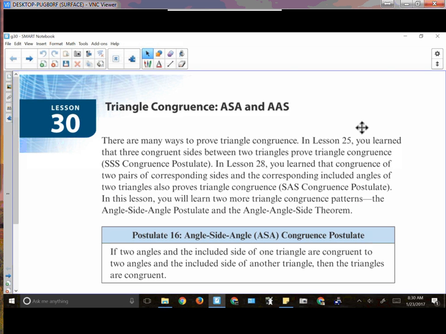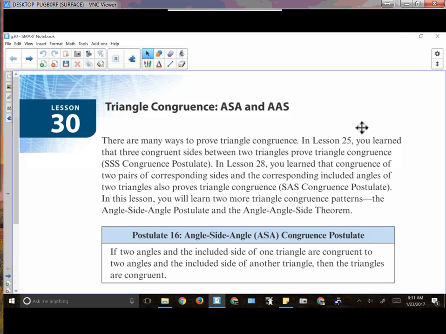Let's look at a couple more reasons why triangles are going to be congruent, or ways that we identify them as congruent. Now, we had already taken a look at side, side, side. We also took a look at side angle side last week.